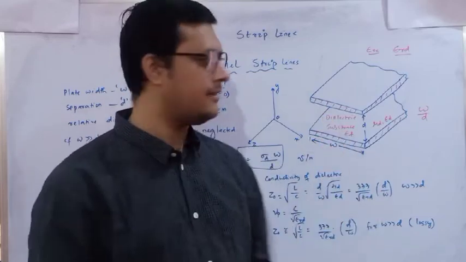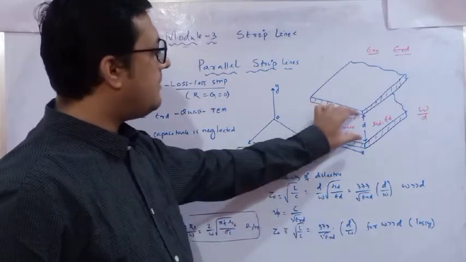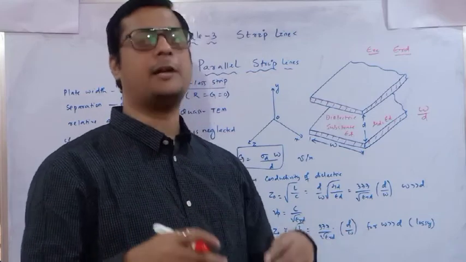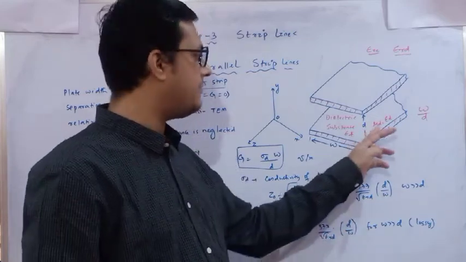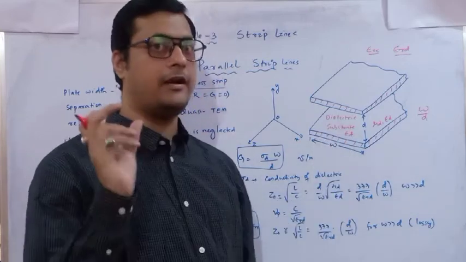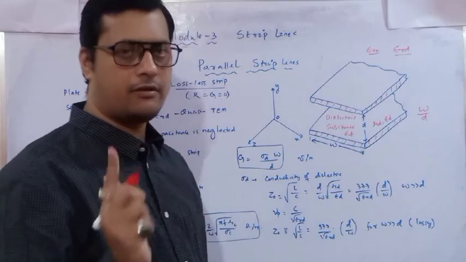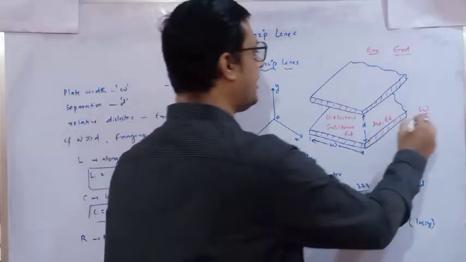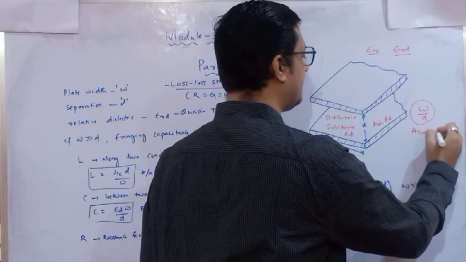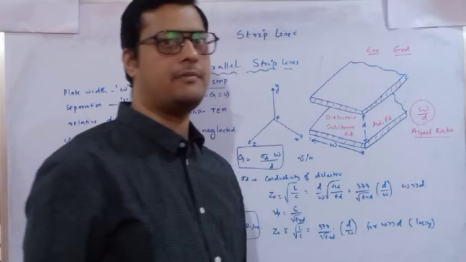Let's see. This is the two parallel plates which are separated at a distance d. The dielectric medium is represented by epsilon d and mu d, and the width of the plate is w, separated at a distance d. So what will be our aspect ratio? The aspect ratio will be w by d. So due to the variation of this aspect ratio, all my parameters will change.